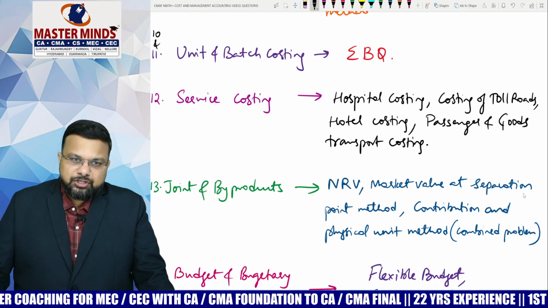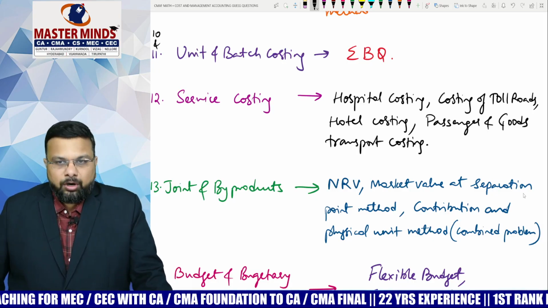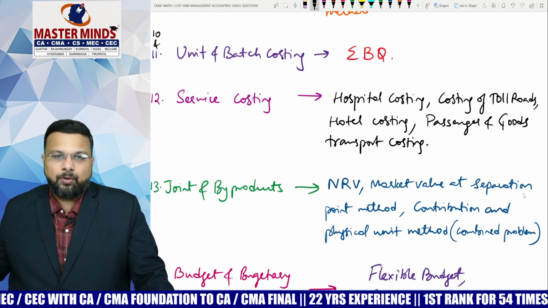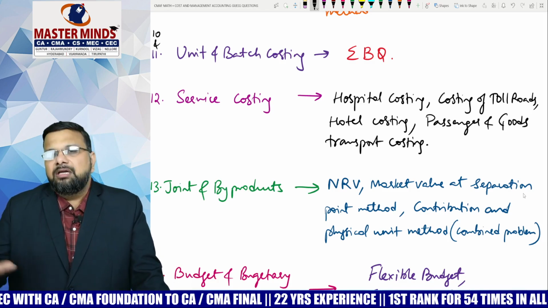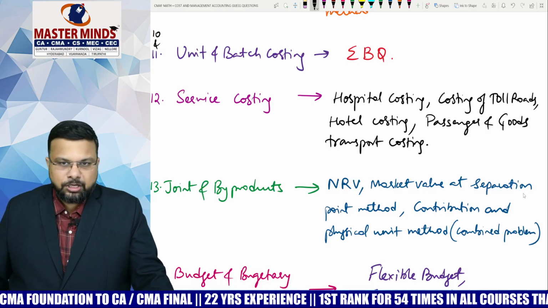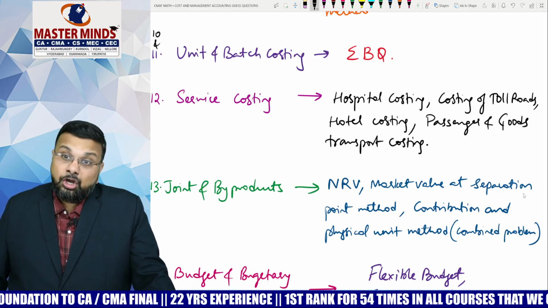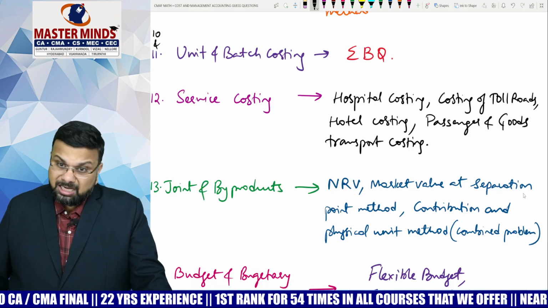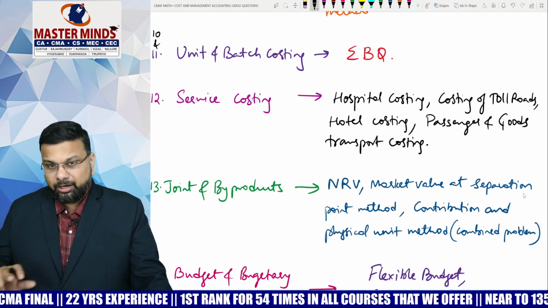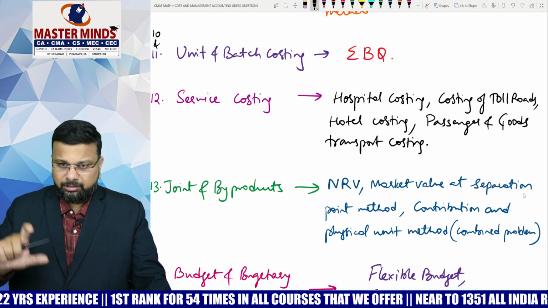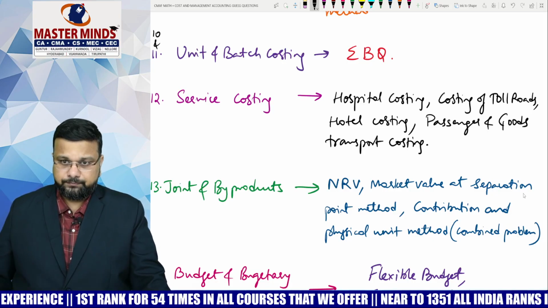Okay, now service costing. What are the different models? See, in service costing, each problem is from a different model, right? So what I have done is that I have chosen a few models which are important from examination point of view. Hospital costing, where you have equivalent units. Costing of toll roads, there also you have equivalent units. Hotel costing is also equivalent, same in all the 3 models. For hospital, costing of toll roads, hotel costing, in all these 3 models you have equivalent units.